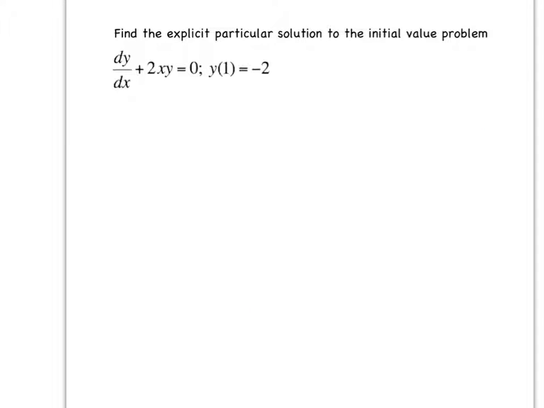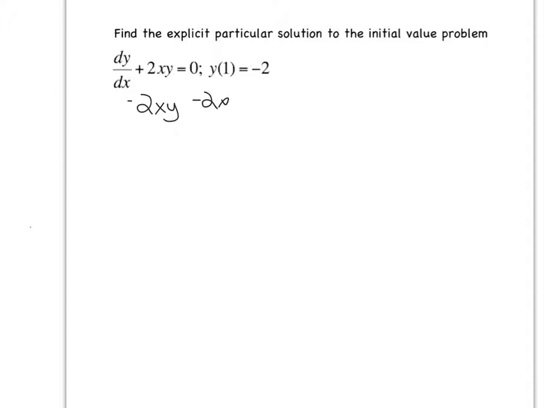So, just a couple more examples that I want to do, and then we'll wrap it up here. First, find the explicit solution, or explicit particular solution, to the initial value problem. If you want to try this one on your own first, and then come back and check my answer, you can go right ahead, or you can follow along.